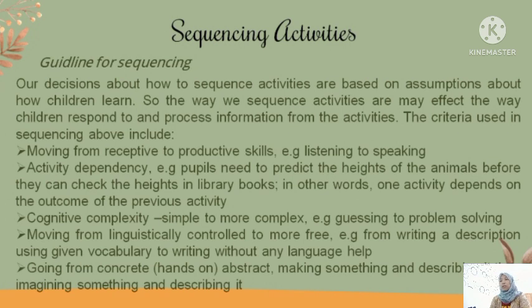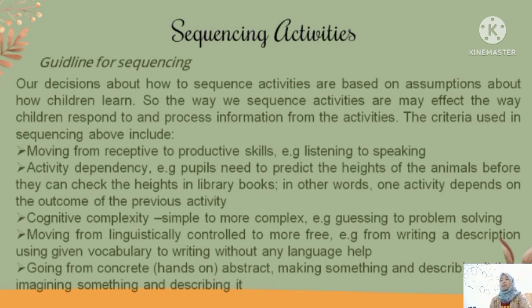Then we also have the guidelines for sequencing. Our decisions about how to sequence activities are based on assumptions about how children learn. So the way we sequence activities might affect the way children respond to and process information in the activities. The criteria used in sequencing above include, 1, moving from receptive to productive skills, such as listening to speaking.